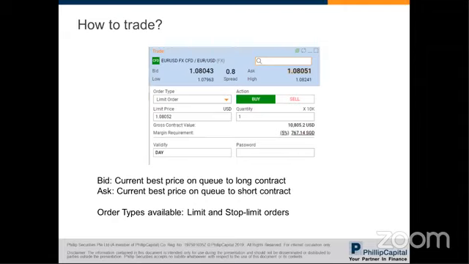The order types available as of now are the limit order as well as the stop limit order. And if you're wondering how much margin you need for your position, we already have the calculation of the margin requirements, which is stated in the trade blotter.